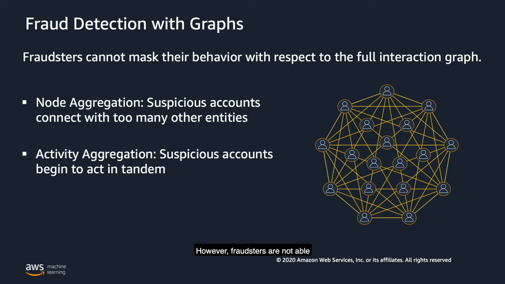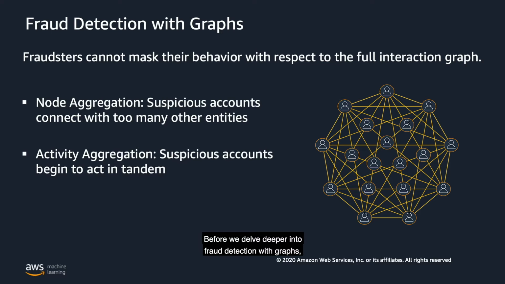However, fraudsters are not able to hide their behavior with respect to the full interaction graph. For example, fraudulent accounts that are often connected to other objects in the interaction graph can indicate guilt by association. We can also combine weak signals from individual nodes in a connected component to derive stronger signals about those nodes. Fraud detection with graphs is effective because we can detect patterns like node aggregation, which is when a particular user starts to connect with many other users or entities in the interaction graph, and activity aggregation, which is when a bunch of suspicious users or accounts begin to act in tandem.